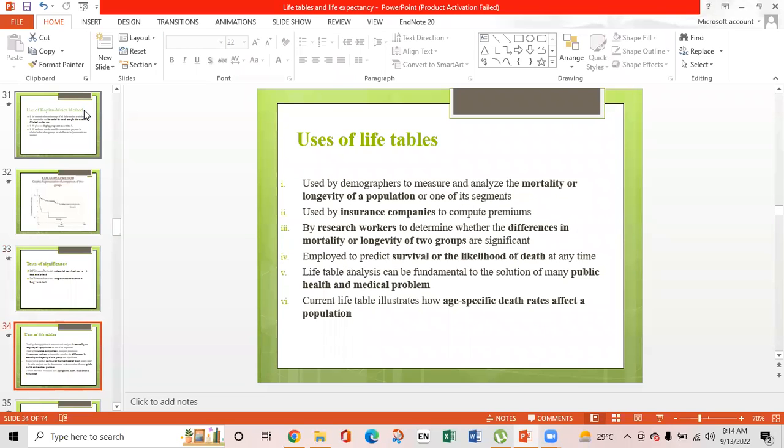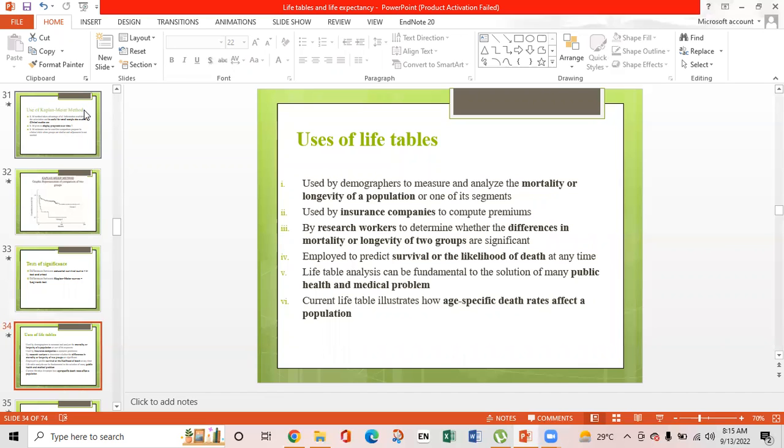It is used by demographers to measure and analyze the mortality or longevity of a population or one of its segments. It is used by insurance companies to compute premiums, by research workers to determine whether the differences in mortality or longevity of two groups are significant, employed to predict survival or the likelihood of the disease at any time. Life table analysis can be fundamental to solutions of many public health and medical problems.